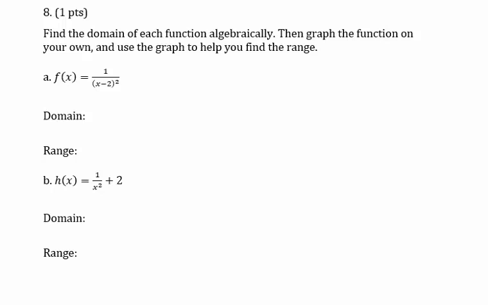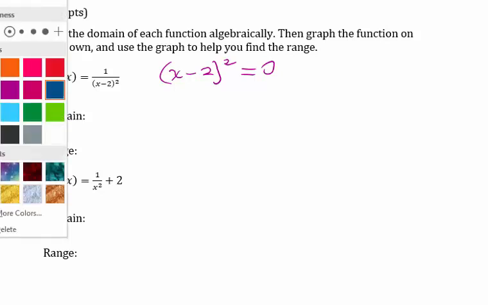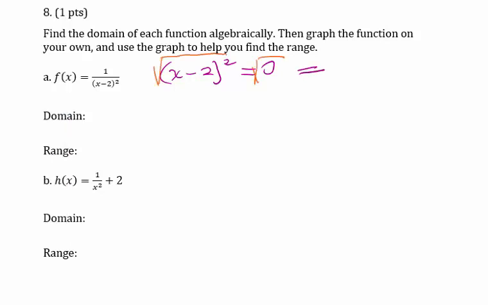Okay, so for a function like this, in part A, f of x equals 1 over the quantity x minus 2 squared, the domain is going to be all real numbers except the value or values of x that make the denominator of this fraction 0. So all we're going to do is set the denominator equal to 0 and solve this equation. You can take the square root of each side, and we get x minus 2 is equal to 0. Add 2 to each side and we get x is 2.